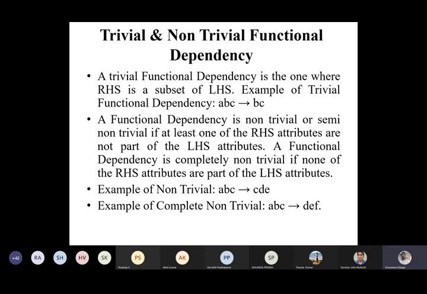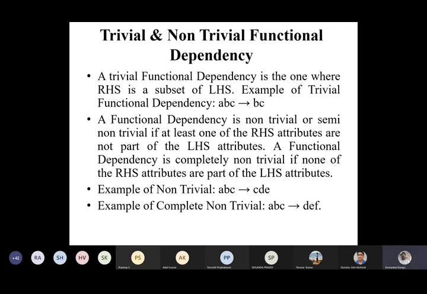So this is how we define a trivial functional dependency, semi non-trivial functional dependency, and completely non-trivial functional dependency, right? So trivial functional dependency means the right hand side is a subset of the left hand side. So if the right hand side is a subset of the determinant that is present in the left hand side, we say that it's a trivial functional dependency.